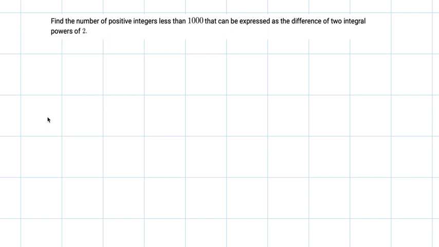Find the number of positive integers less than 1,000 that can be expressed as the difference of two integral powers of 2. So we want two integral powers of 2, 2 to the x minus 2 to the y, such that it's less than 1,000. Looking at the powers of 2 that are close to 1,000, 2 to the 11th is 2,048. 2 to the 10th is 1,024.